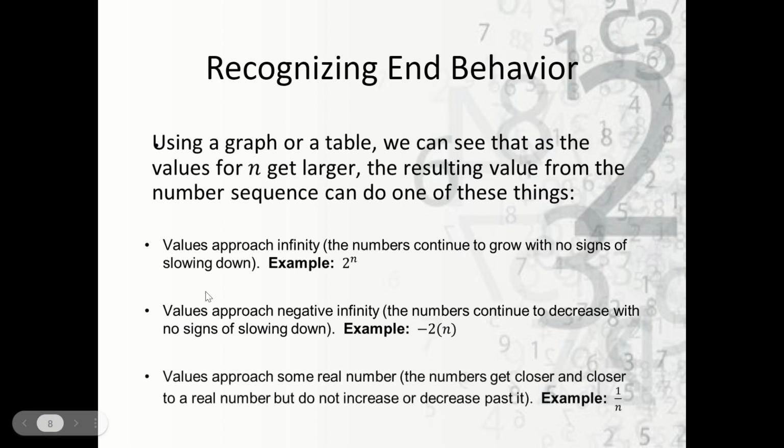Lastly, we could approach some value. For instance, 1 over n. The larger n gets, the closer we get to some number, which in this case is 0. Because 1 over 1,000 is close to 0. 1 over 10,000 is even closer to 0. So the numbers are getting closer and closer and closer to 0 as we go. So these are different ways we can recognize end behavior.